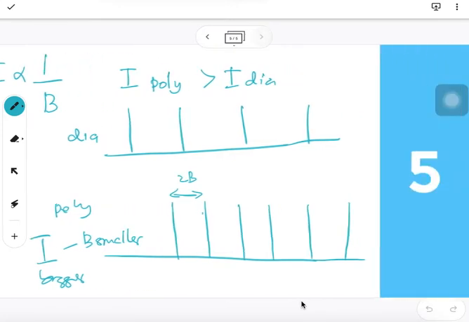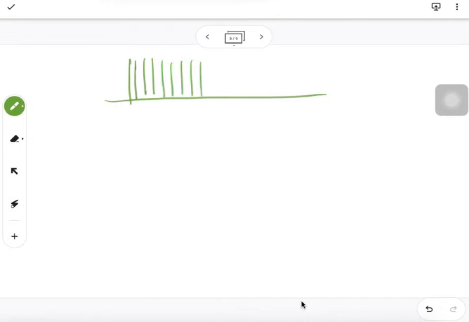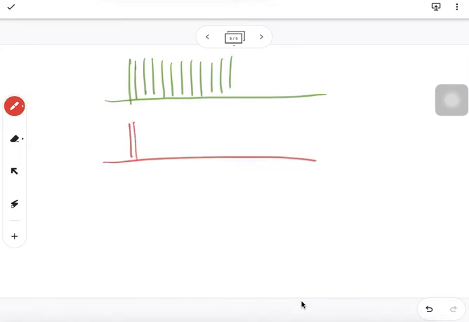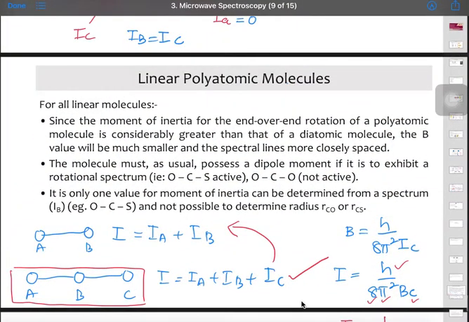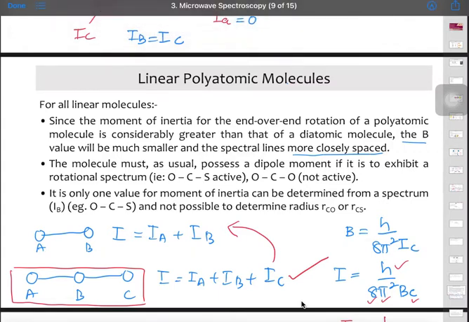If you have a bigger I, the inertia will be bigger, which means your lines will be much closer to one another. With a much bigger inertia, you may even have an overlap of the lines. Therefore, it is very difficult to calculate the value of B because it is so small, and the spectral lines are more closely spaced. This is a limitation in linear polyatomic molecules.